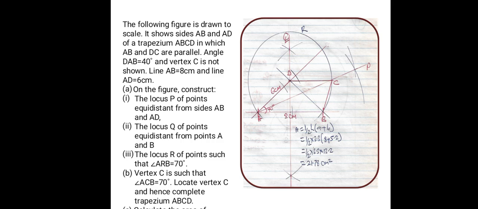B. Vertex C is such that angle ACB is equal to 70 degrees. Locate vertex C and hence complete trapezium ABCD. C. Calculate the area of the trapezium ABCD.